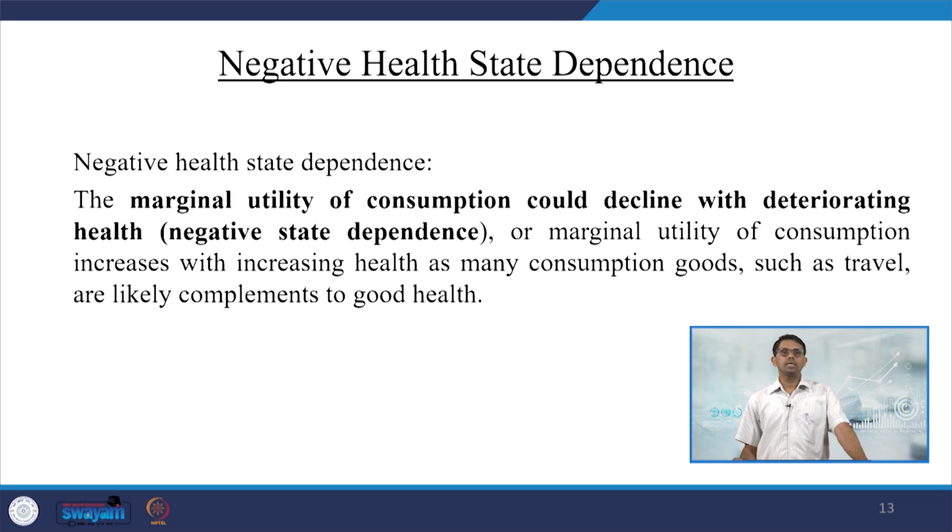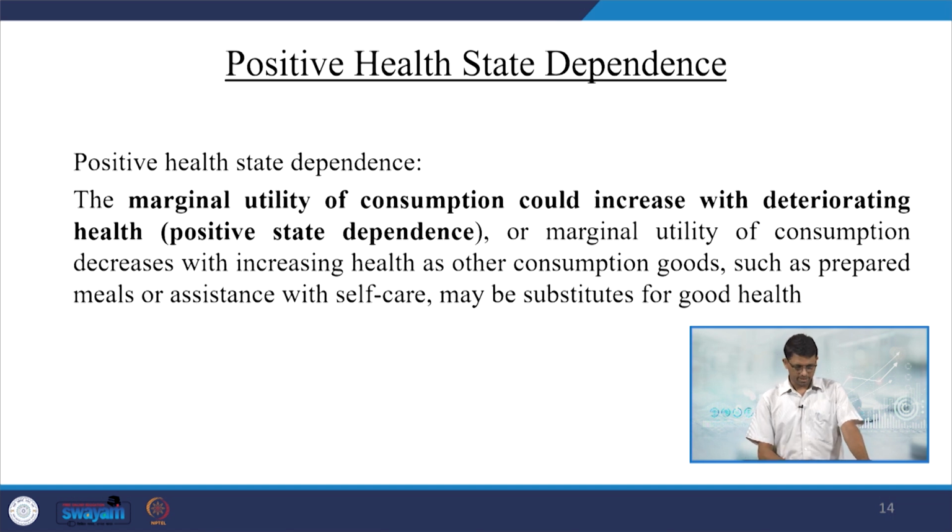The negative one is the one where the marginal utility of your consumption could decline with deteriorating health. Or the marginal utility of consumption increases with increasing health, as with many consumption goods such as travel, and other complements of good health. So with health it declines, while with other consumption it helps in increasing the case.